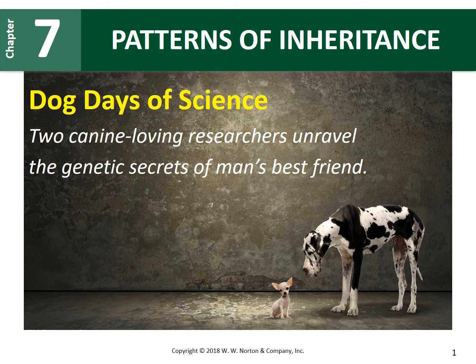This is Chapter 7, looking at patterns of inheritance or genetics. In this chapter, the book goes into a story about researchers and how they are unraveling the genetic secrets of domestic dogs. So we're going to have a couple examples of looking at genetics in relation to domestic dogs. I will also throw in a couple of other examples from humans or other organisms.